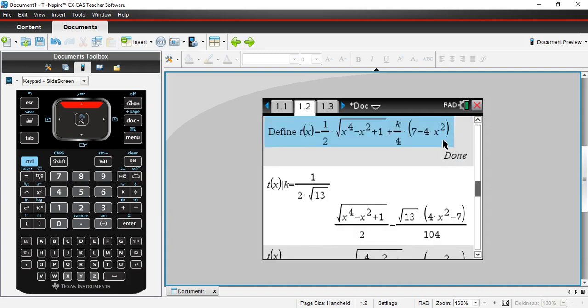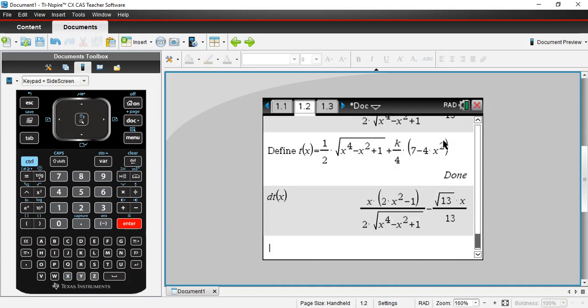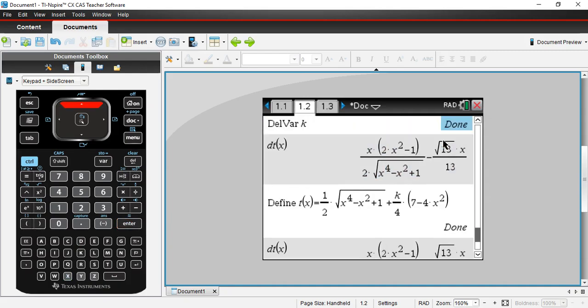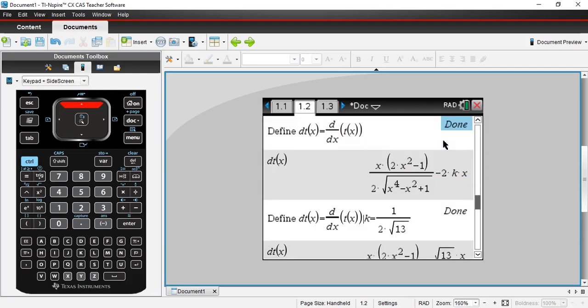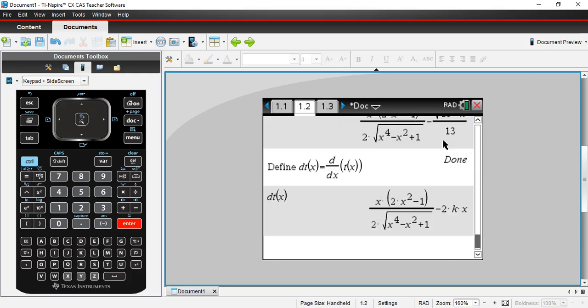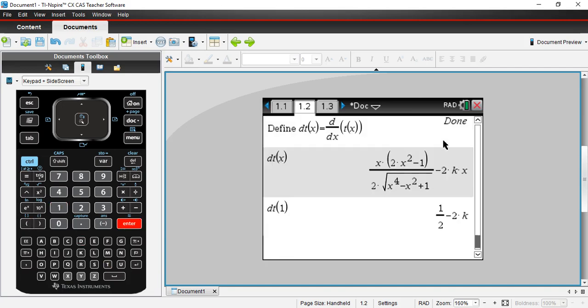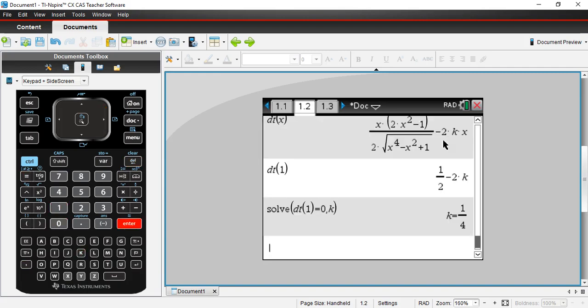So if I just go up and redefine, what does t look like now? Nope. I also have to redefine dt. Okay. Let's try one more time. Good, now it has k in it. So dt of x at 1, it looks like that. And you just need to solve for k. That's supposed to be 1 equals 0. Stationary point, solving for k. K is a quarter.